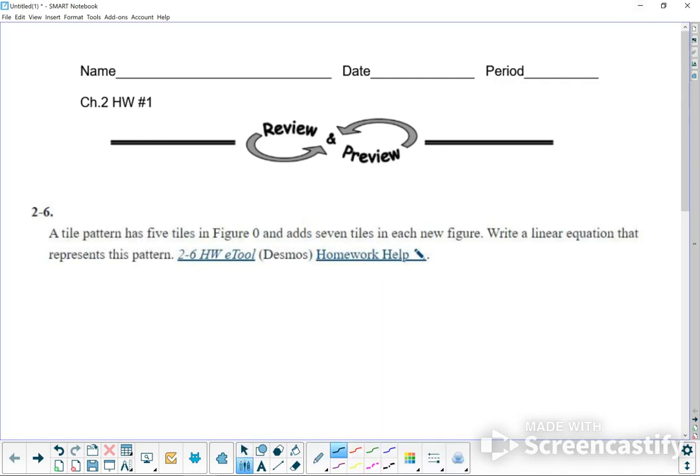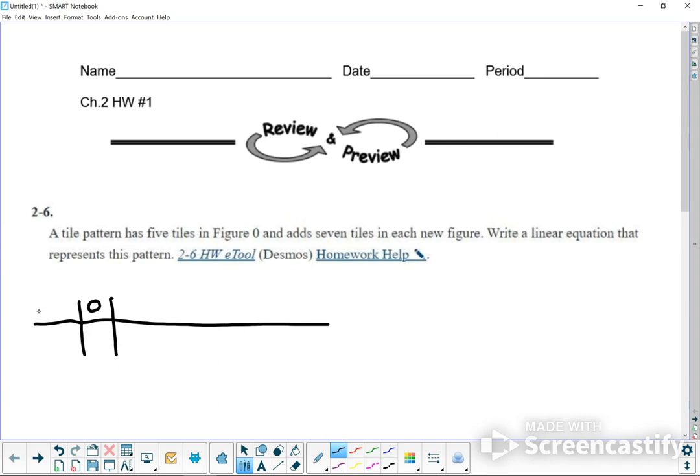Number 6, tile pattern has 5 tiles in figure 0. So figure 0, so I'll just write 0. And that's 5 tiles. So you can do it however you want. I'm just going to do it all 5. Actually, I'm not even going to draw it out. I'm just going to do a chart. Okay? That's why a chart is always superior, because you do not have to worry about how it looks.